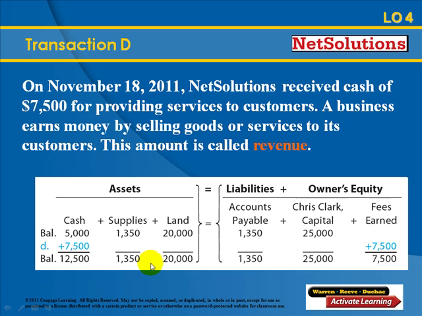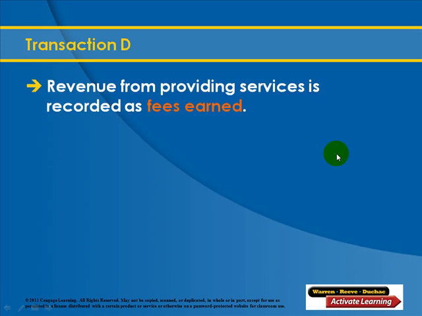We still have supplies. We still have land. We still owe the money on accounts payable. Mr. Clark still has his $25,000 in equity. And now we have revenue, which we'll call fees earned, $7,500. Our equation is balanced. Our assets equal our liabilities plus our owner's equity. Revenue from providing services is recorded as fees earned.